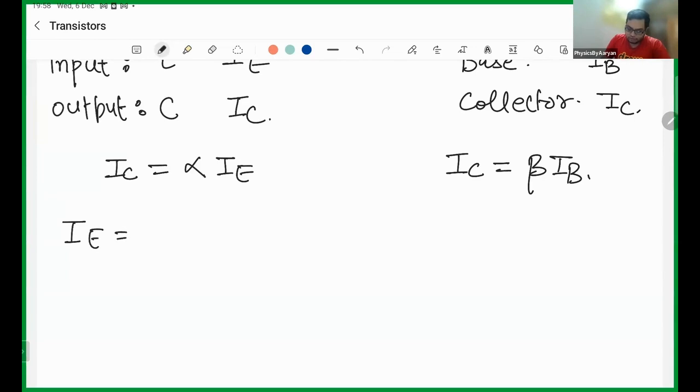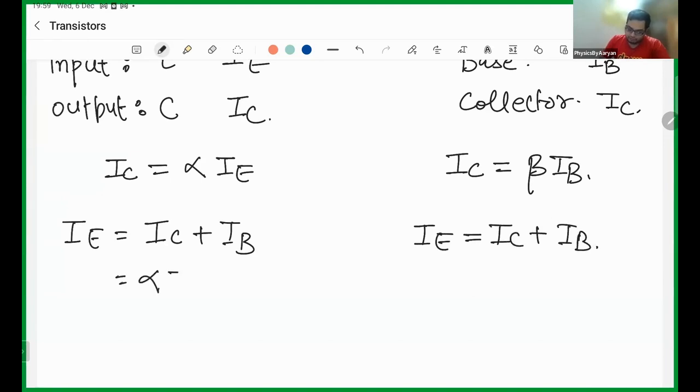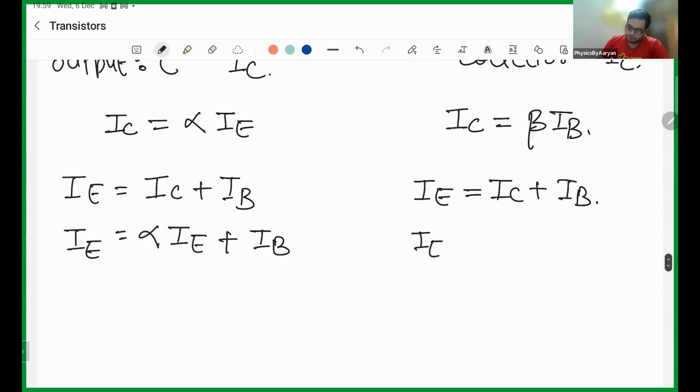My emitter current is always what? IE equals IC plus IB. And the same formula will be applicable here: emitter current equals IC plus IB. So in this, what will be the value of IC? I will put alpha IE plus IB. And in this, I will put IC as beta IB plus IB.